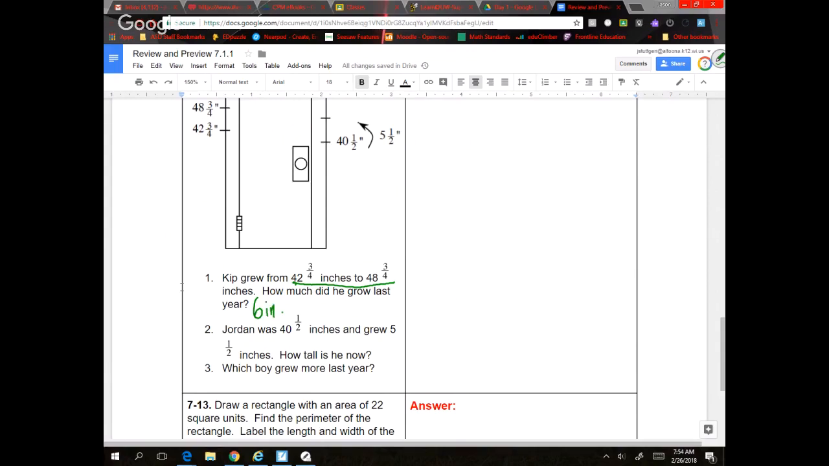Next one. It says Jordan was 40 and a half and he grew 5.5 inches. So you need to figure out how tall is he? Well, I know 40 plus 5 is 45, and a half plus a half is a whole. So 45 plus 1 will get me 46 inches. Lastly, who grew more? It did not say who's the tallest, it said who grew more. And in that case, Kip grew more because he grew 6 inches versus 5.5. So that is the answers to that problem.